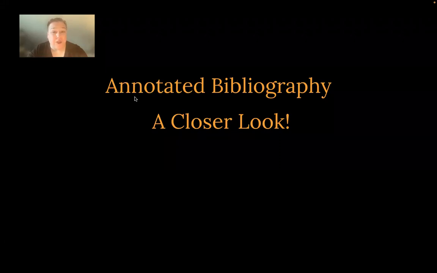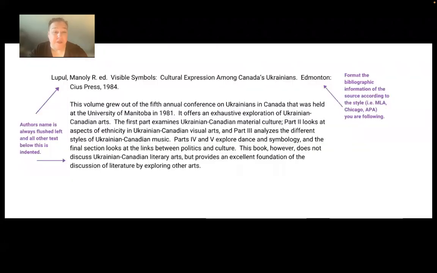So today we're going to take a closer look at annotated bibliographies. The first thing you want to look at is we're doing annotated bibliographies in MLA format. So at the top, you want to include the author's name. It's flush to the left. Everything else is indented, just kind of like regular paragraphs.